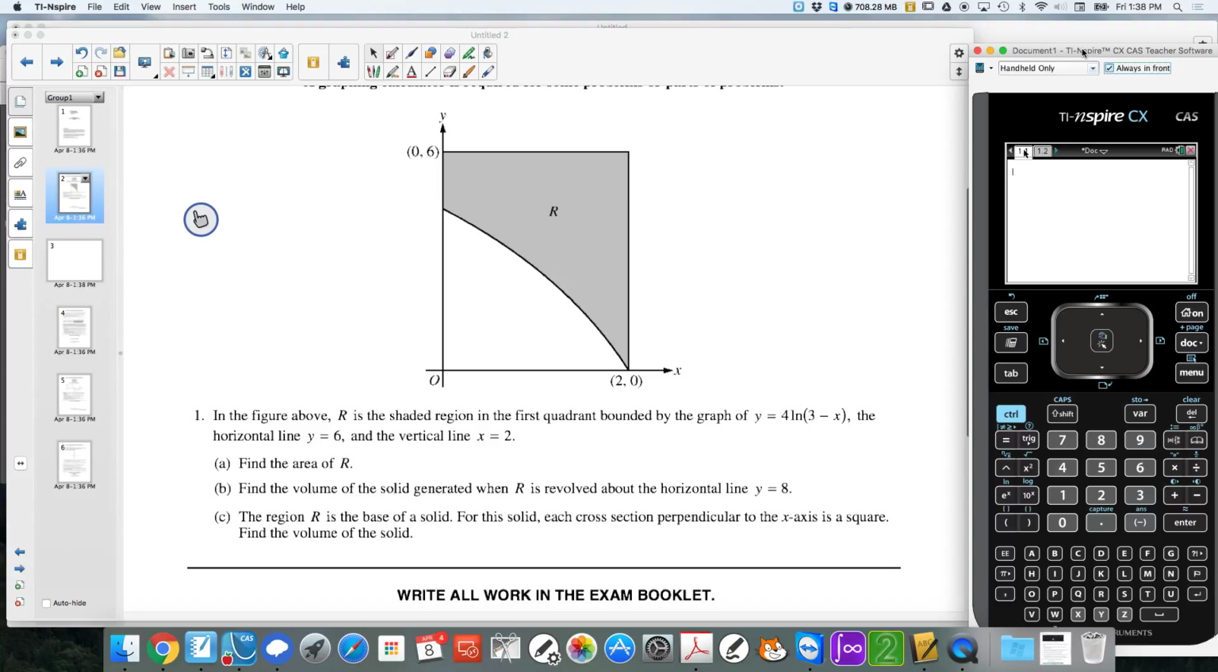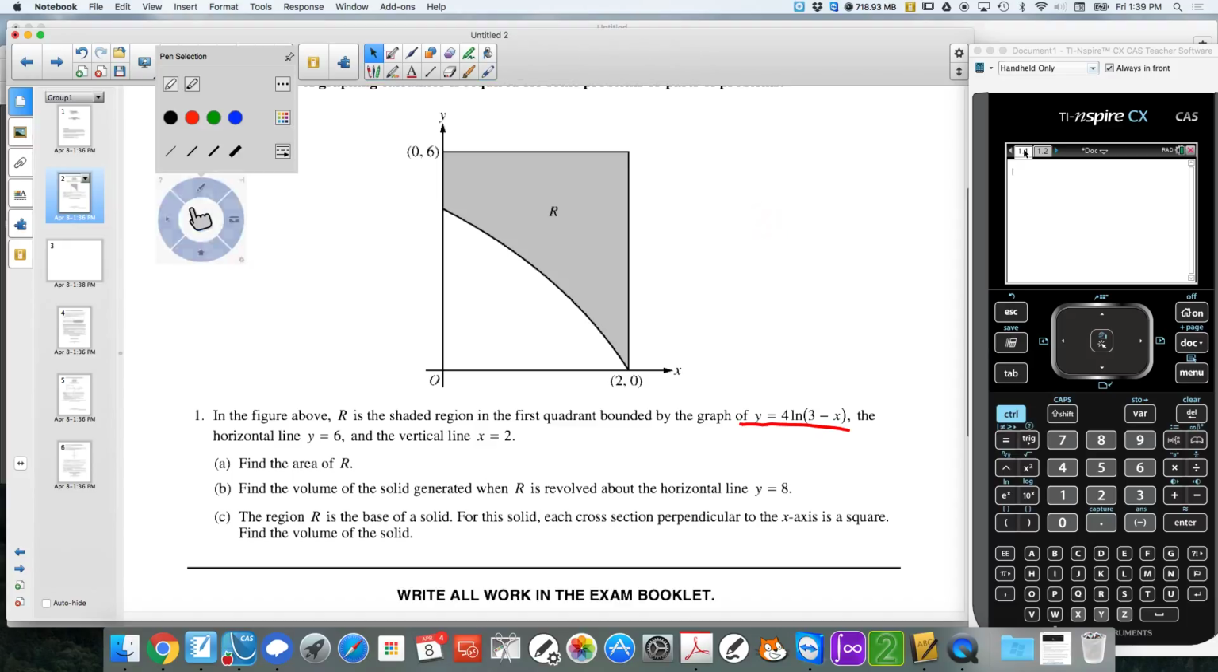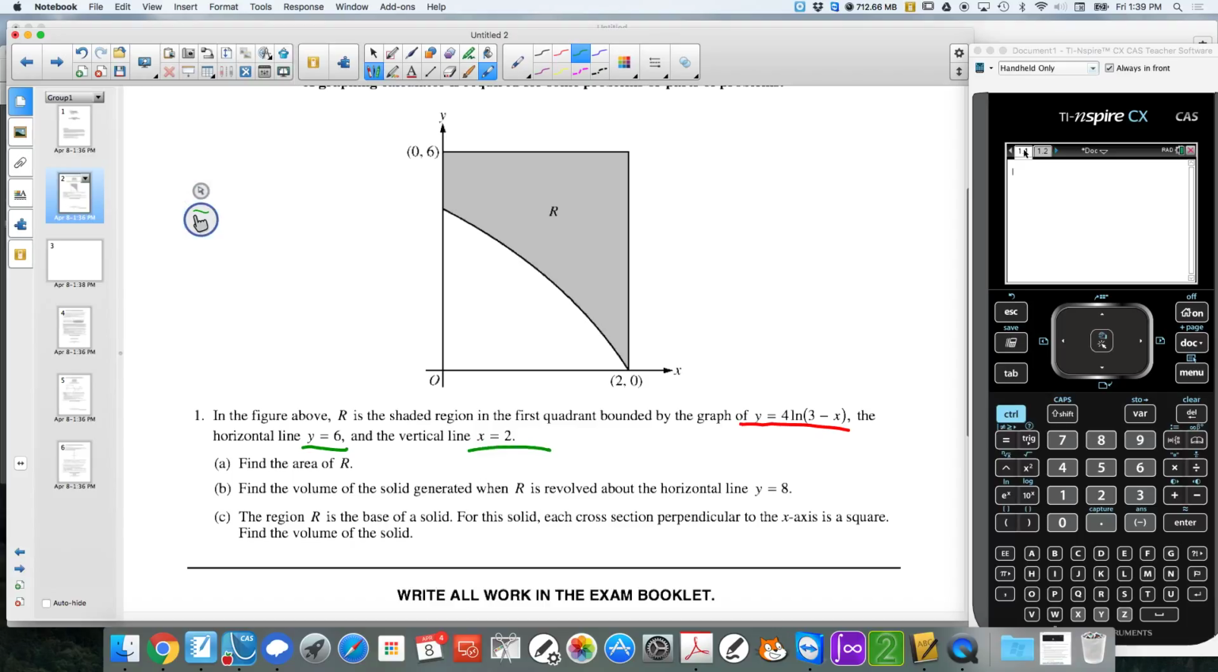In the figure above, R is the shaded region in the first quadrant, bounded by the graph of y equals 4 ln of 3x, the horizontal line y equals 6, and the vertical line x equals 2. They like to throw these words horizontal line, vertical line there to distract you from what you're looking at. If I'm looking at this shape right now, I see an upper bound at y equals 6. I see a lower bound of y equals 4 ln 3 minus x. Now I already know this is a calculator problem.